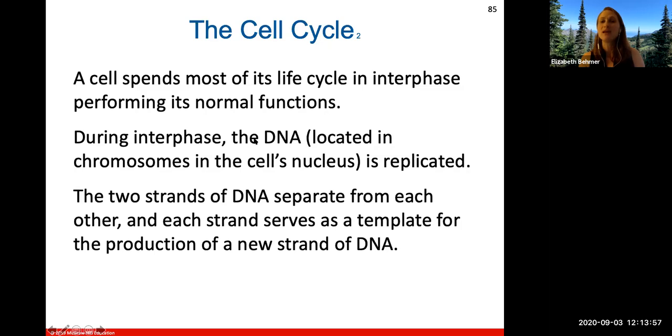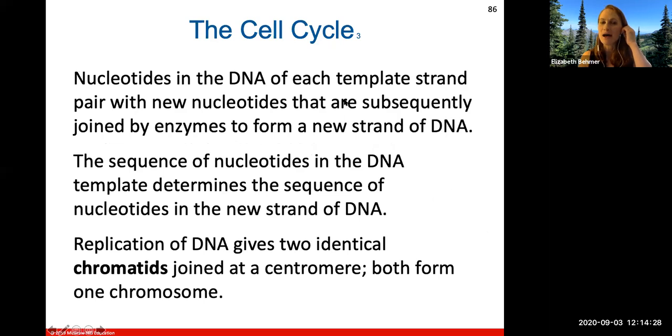During interphase, the DNA will be replicated because in order for your cells to divide, they need to replicate their DNA, their genetic instructional material, so that each new daughter cell that's formed will have DNA. So during interphase, the two strands of DNA will separate from each other, and each strand serves as a template for production of a new strand of DNA. So one single strand will replicate itself to form two new strands of DNA. Nucleotides in the DNA of each template strand will pair with new nucleotides that will be joined by enzymes to form a new strand of DNA.